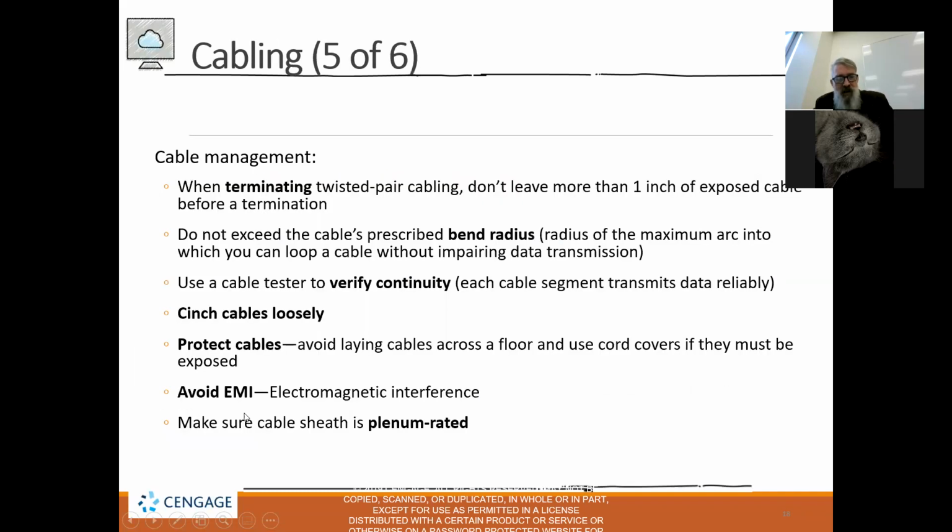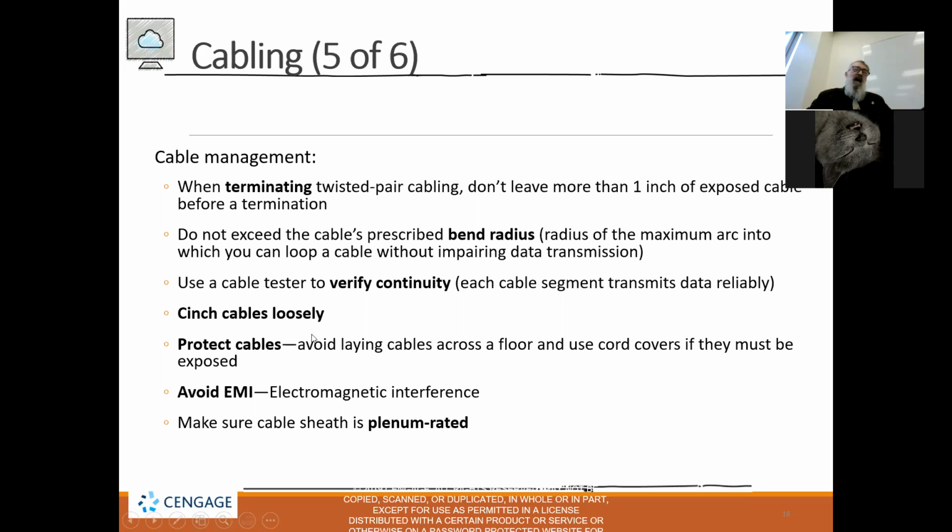So there are just some suggestions here. Could you call them rules? Yeah, okay. We'd say do this so that you have a better network. Don't leave lots of space of exposed cable before the termination, because you're going to get crosstalk, etc. Don't exceed the bend radius. The bend radius is about 4 times the diameter. That means that if you bend it too tight, that's going to cause bad data transmission. You're going to get errors.